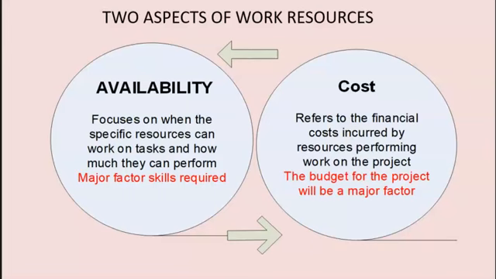In MS Project, there are two aspects of work resources that you have to pay attention to. One is their availability. This focuses on when the specific resources can work on tasks and how much they can perform. A major factor is the skills required. When we speak of availability, we're talking about, are they going to be available 100% of the time or 50% of the time? How much time can they allocate to this project?